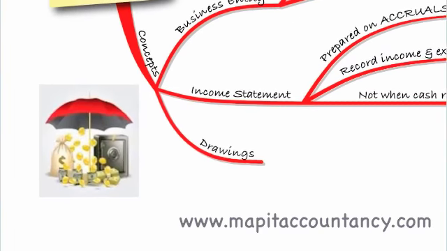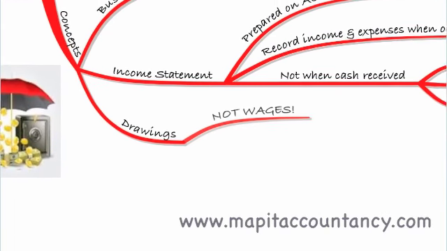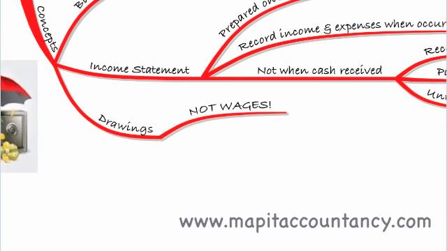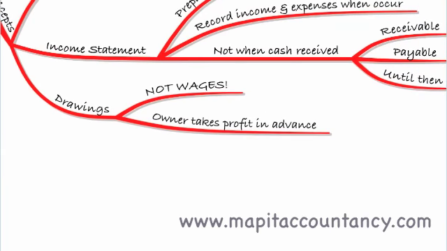Remember I mentioned drawings? Well, drawings are not wages. Drawings are drawings on profit. Really think of this as being the owner taking profit in advance. So if the owner has taken money out of the business during the year, really what they're doing is drawing out some of the profit early. So it's not wages. The owner takes that profit in advance.